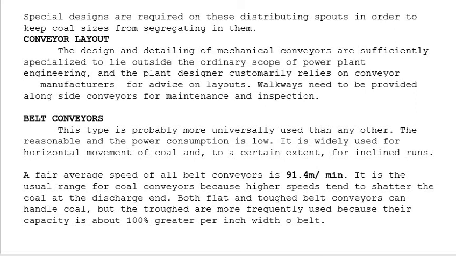So this speed must be used so as to avoid some shattering of the coal. Both flat and troughed belt conveyors can handle coal, but the troughed ones are more frequently used because their capacity is about 100% greater per inch width of belt.